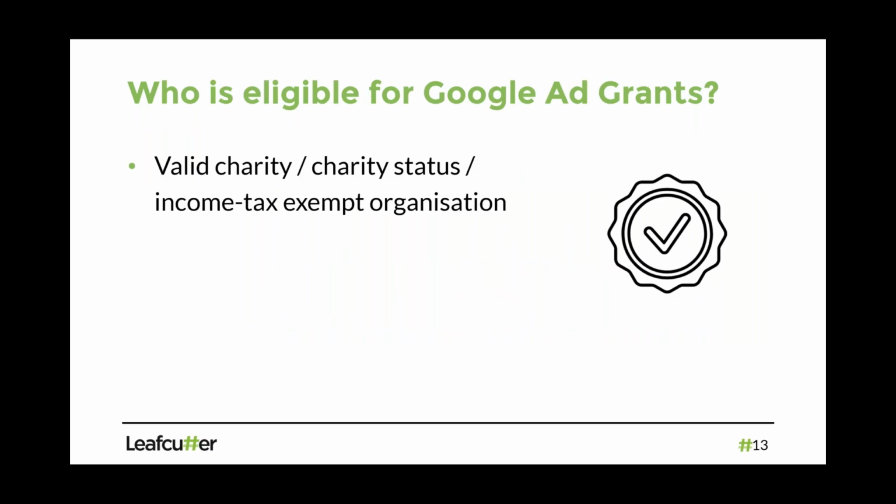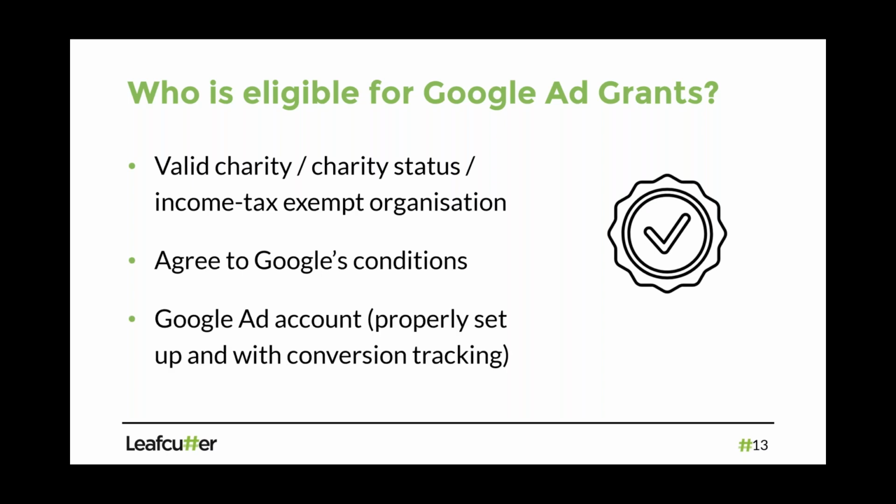Now, just in terms of eligibility, it is a program that is available for valid charities and income tax exempt organizations, and Google does list those criteria out. We do have to agree to all of Google's terms and conditions. There are quite a few, but that's so they're covering their end as well to make sure that the program is being used by valid organizations. And then, of course, from a configuration point of view, the ad account itself has to be set up in a particular way. And we do actually have to have conversion tracking.